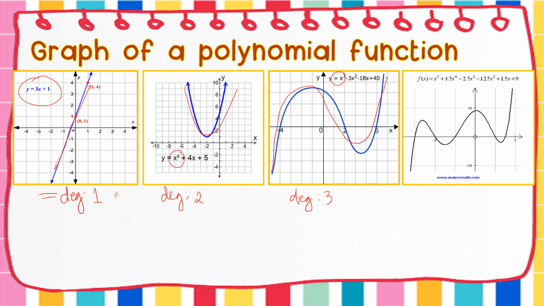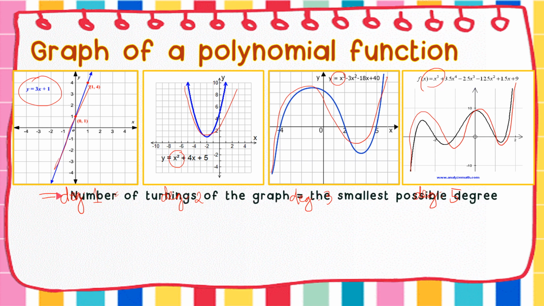And try natin dito sa pang-apat. What is the degree of the given polynomial? Yes, degree 5. And tingnan natin yung turning points niya. 1, 2, 3, 4, 5. So what can you say about the degree and the turning point?